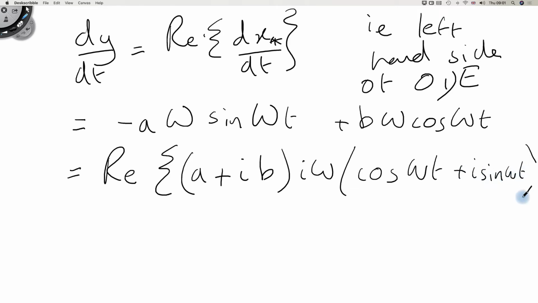And you can now see maybe why I've set this up in the way I've done, because cos omega t plus i sine omega t, by Euler's formula, is just e to the i omega t. And there's another curly bracket that I can't get on the screen there. Let's see if we can fit it all in a bit better.